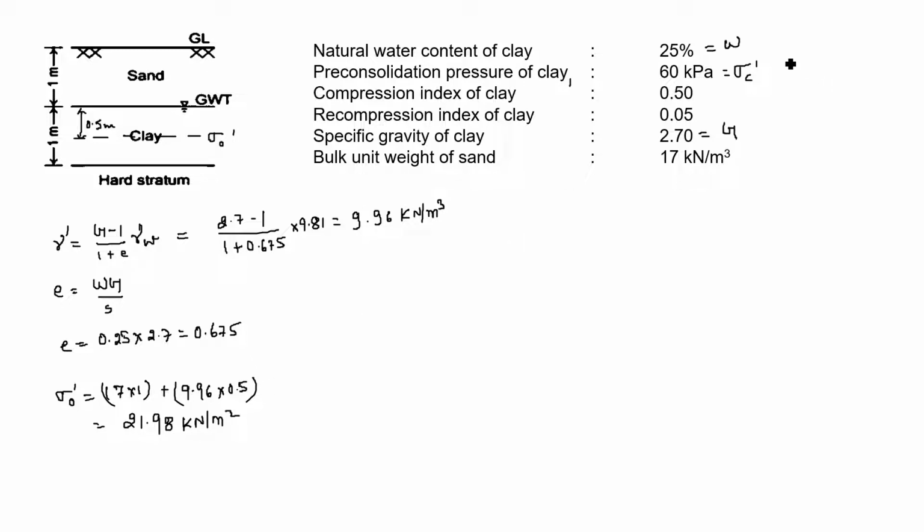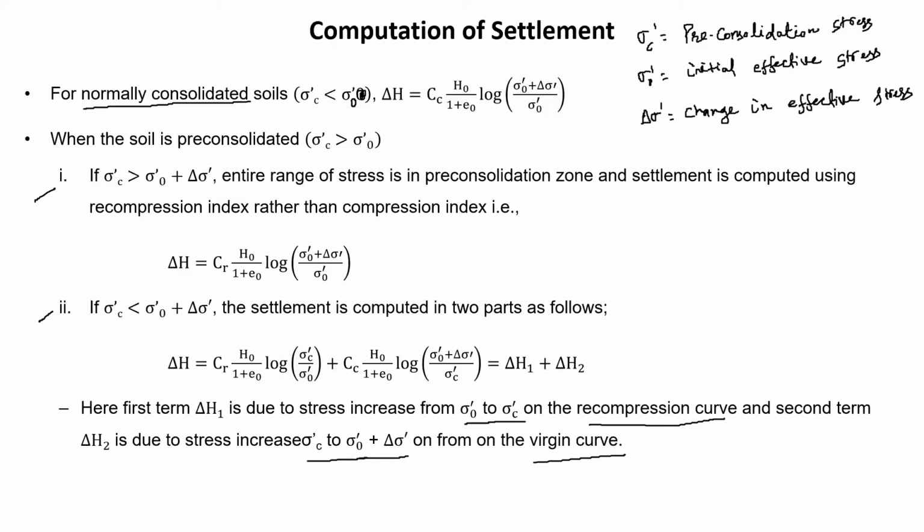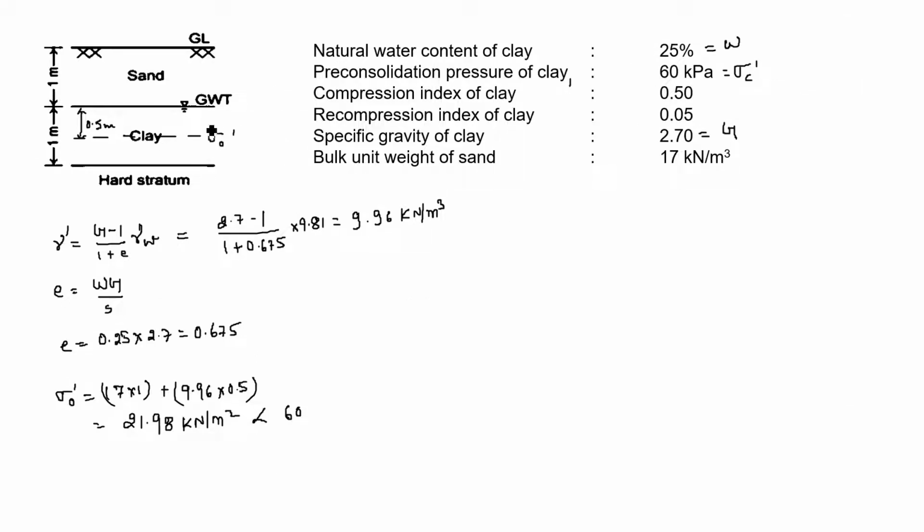Now we have the value of sigma c dash, and we have the value of sigma naught dash. So now we can compare these two values. Here we found that sigma naught dash is smaller than sigma c dash, which is 60 kPa, that is, smaller than the pre-consolidation stress. So if the pre-consolidation stress is greater than the initial stress, we can say the soil is pre-consolidated. So for this condition the soil is pre-consolidated.